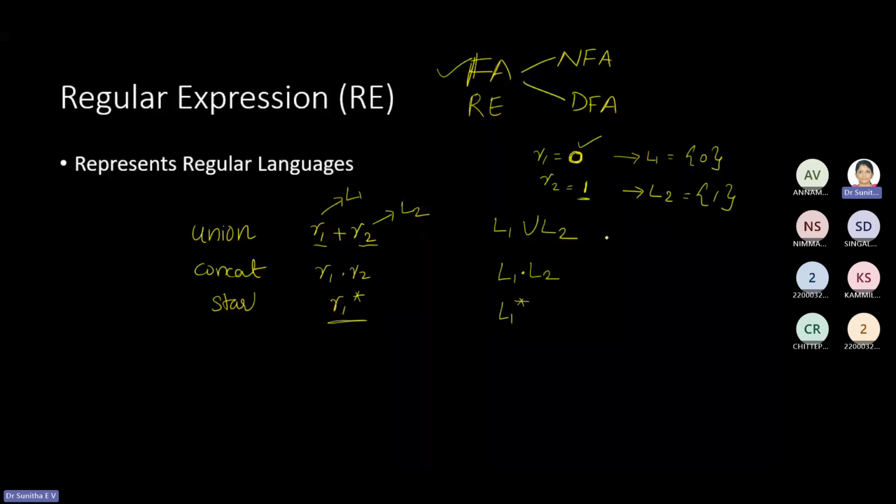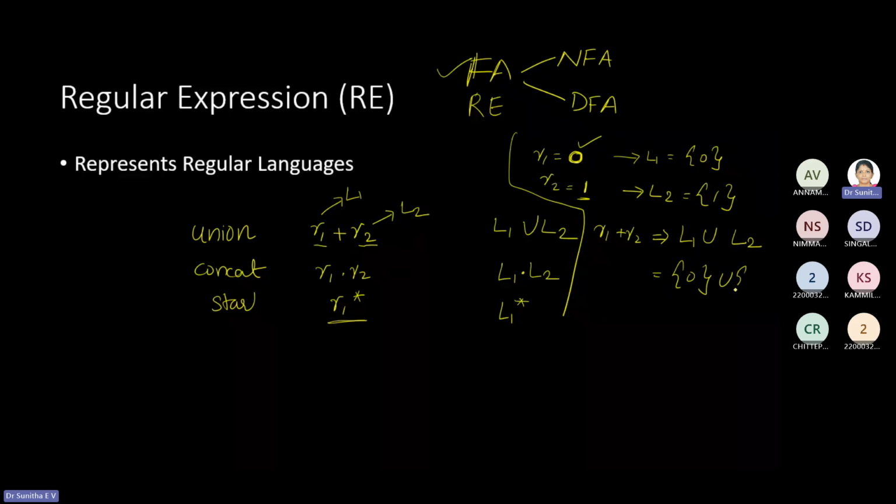When I write R1 plus R2, it means the language represented by R1 union the language represented by R2, that is L1 union L2. So this is equal to {0} union {1}. It's union of sets. So it is {0, 1}. That is the meaning of union.